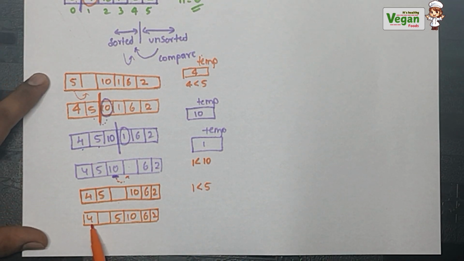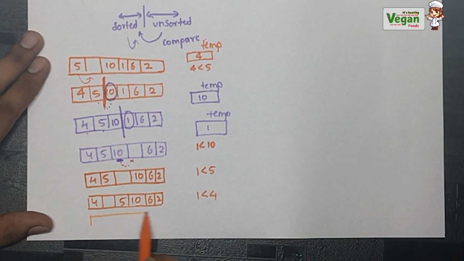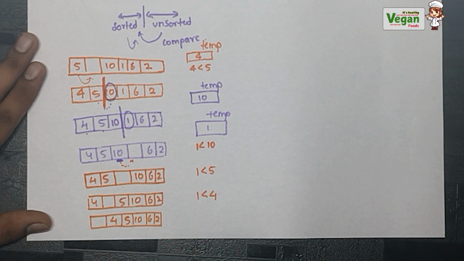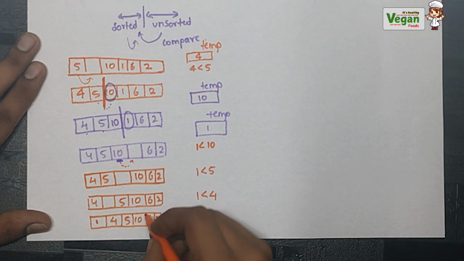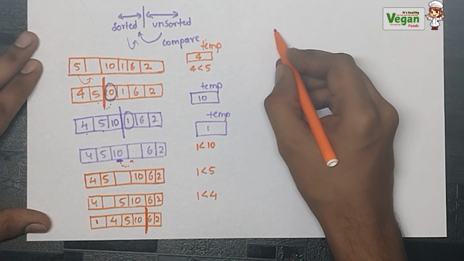Now I will compare with the 4. So 1 is less than 4. What it will be? Here the free space will come. 4 will be shifted 1 bit right side. 4, 5, 10, 6, 2. Therefore only this space is left. There is no other element in the sorted sublist to be compared with 1. Therefore I will write 1 here. So my sorted sublist has come up to here. Now I will write here.